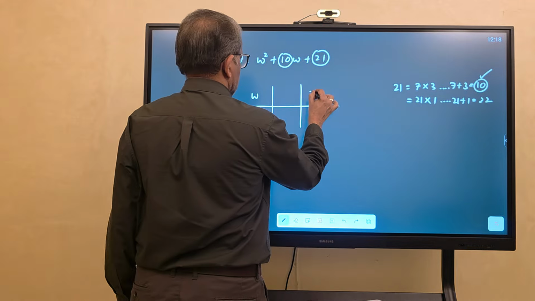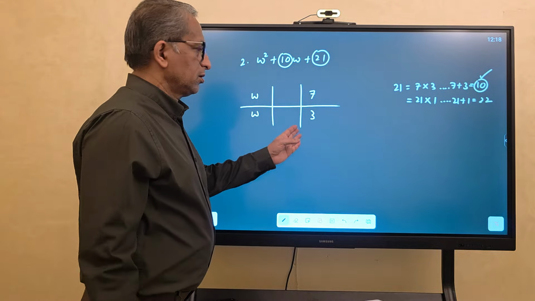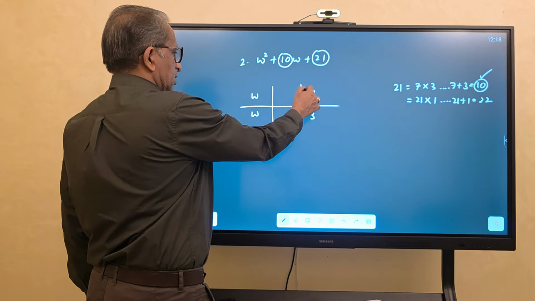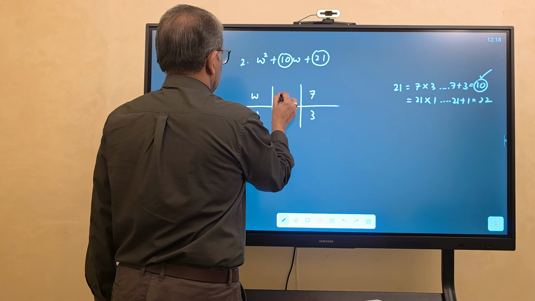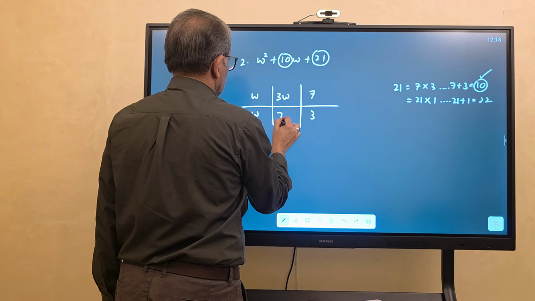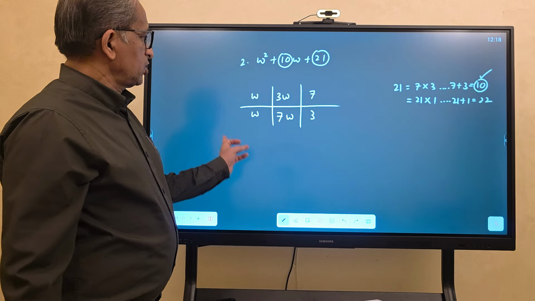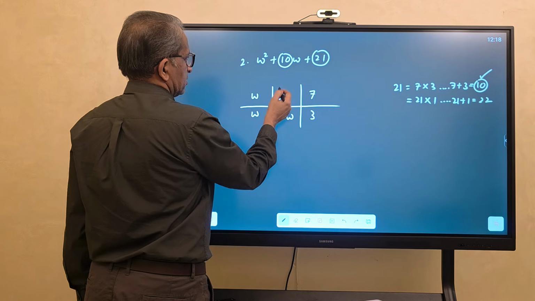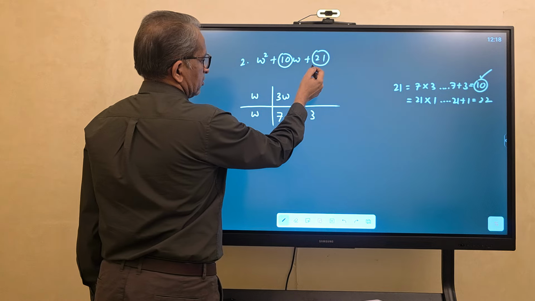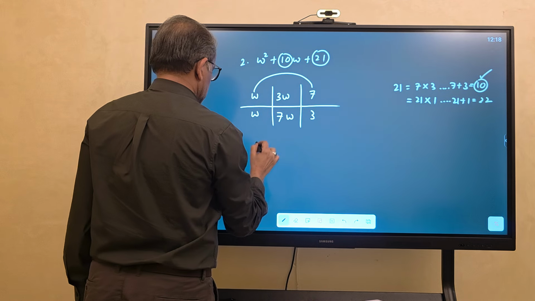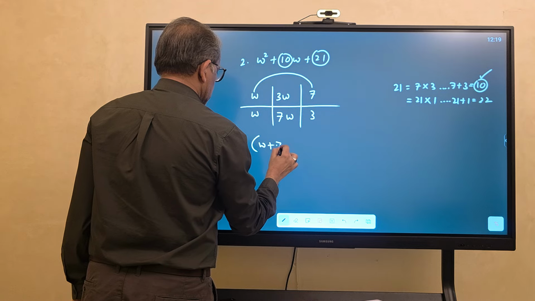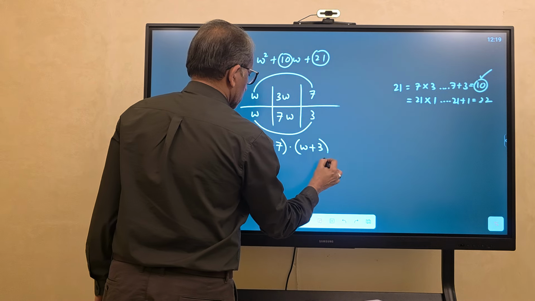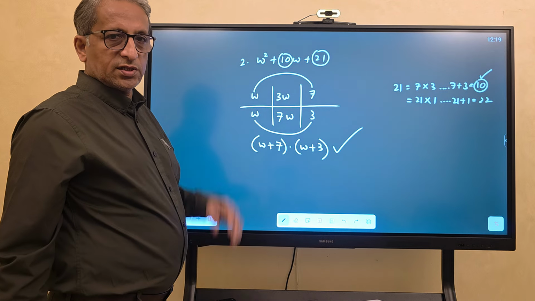So what are the factors? 7 and 3. No need to worry whether you write 3 here and 7 here, same answer. So I write 7 into 3, multiply: 3 into w, 3w; 7 into w, 7w. Now check if your table is complete. w into w, w square; 7 plus 3, 10; 7 into 3, 21. Therefore, the first factor is w plus 7. The second factor is w plus 3. These are the factors of this trinomial.